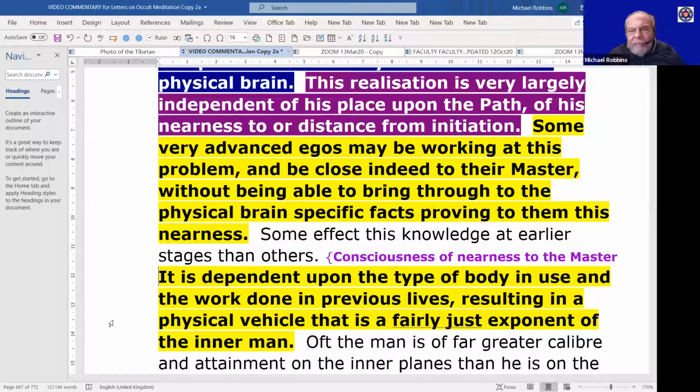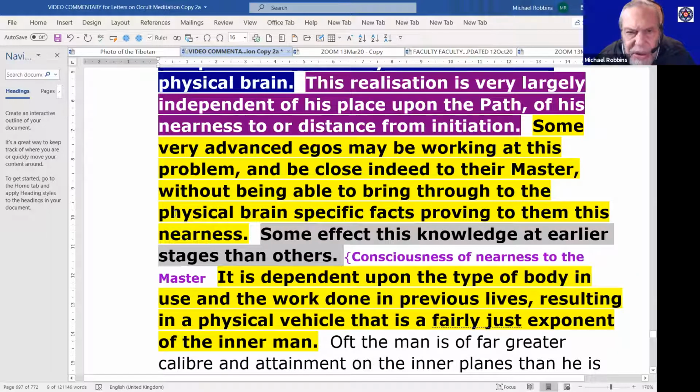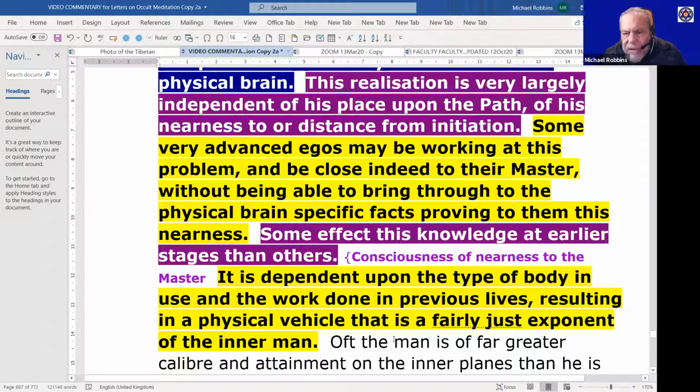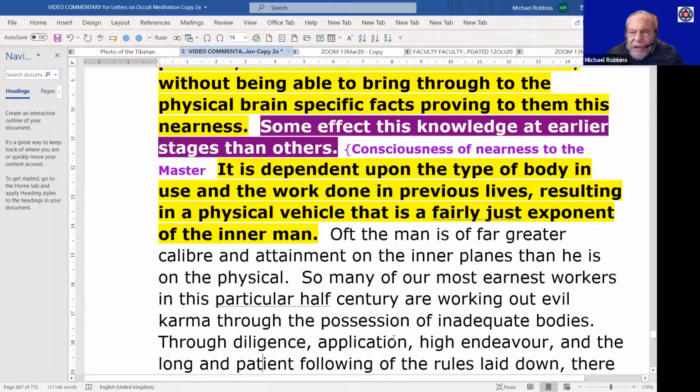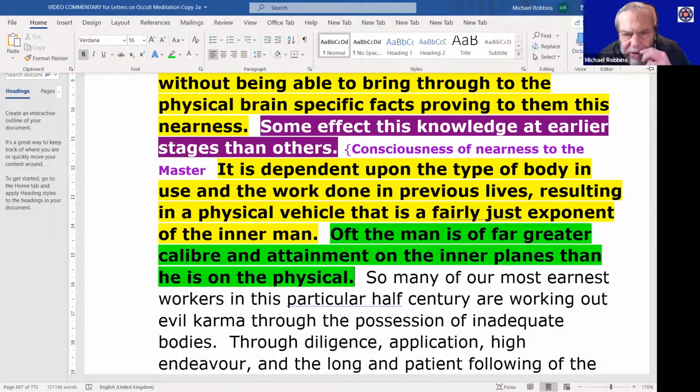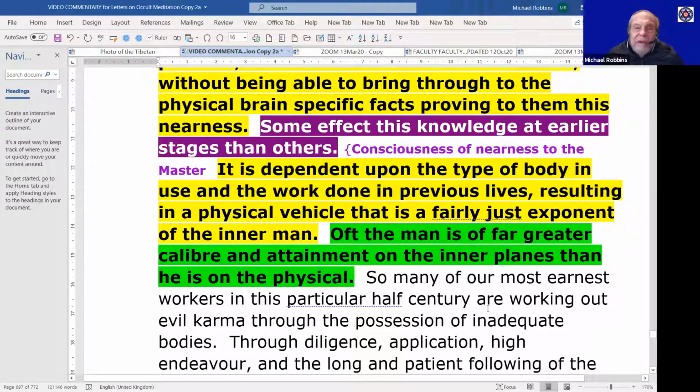So we're speaking of nearness to the master, or the awareness of nearness to the master. Often the man is of far greater caliber and attainment on the inner planes than he is on the physical. Now that's really something to be aware of and to hold our judgment, if we're inclined towards judgment, of others and their particular status based upon their outer representation. Maybe the physical body is not for them a just exponent of the inner man.